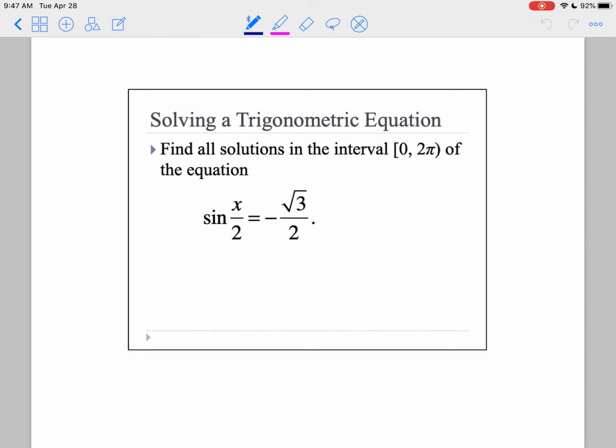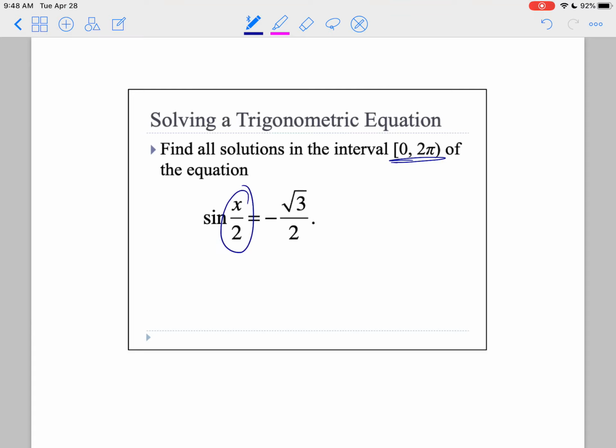Hey everybody, we're going to solve another trig equation here. We're looking for all the solutions on the interval from 0 to 2 pi, but we're going to use the trick that we learned at the beginning of this lesson to see if there are any solutions that would fit in this interval by picking from the list of all the solutions. So we're going to set up this problem.